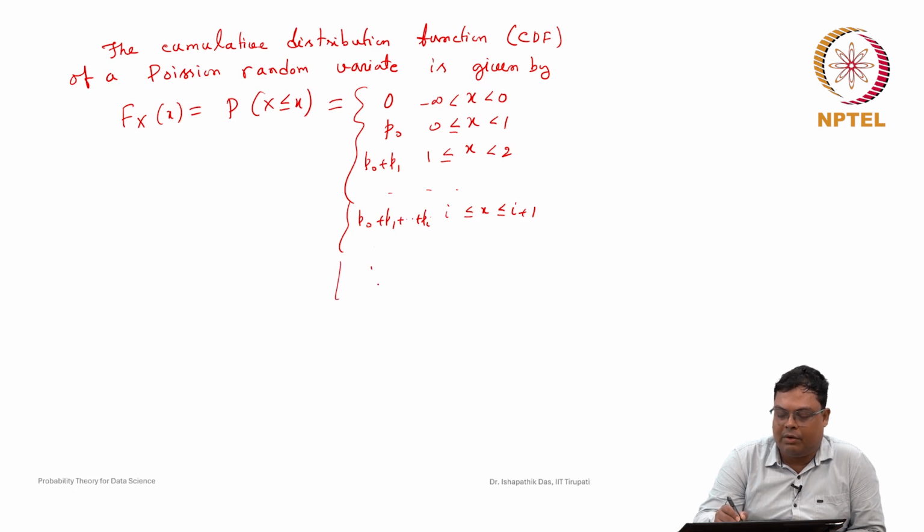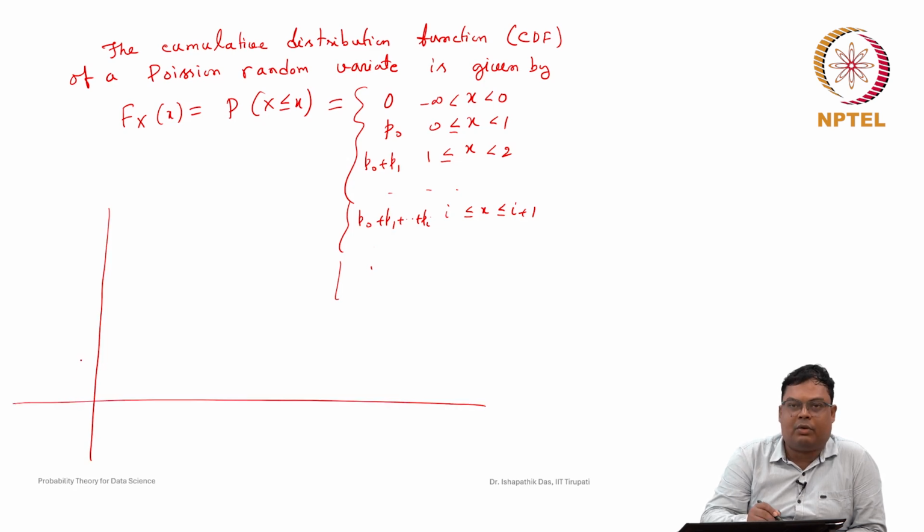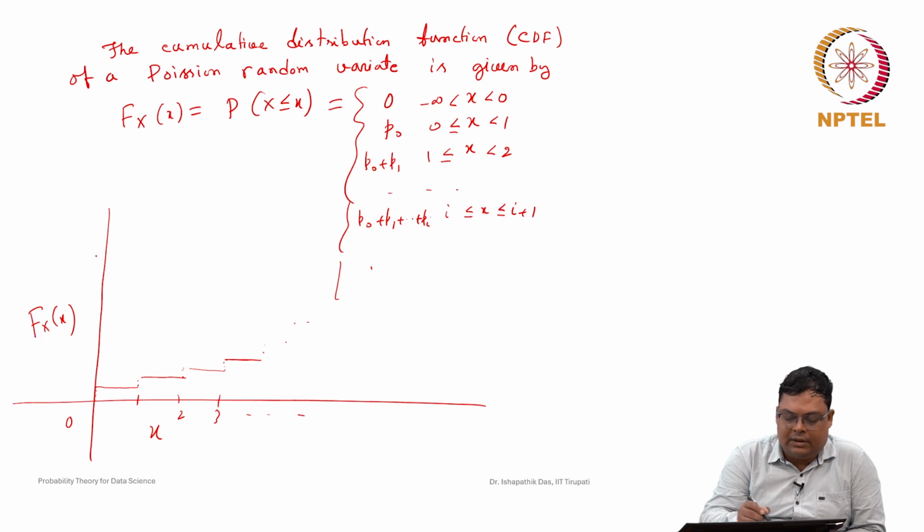It will be converging at infinity, because it has an infinite range. If you try to represent it graphically, this CDF looks like this: this is x, this is 0, 1, 2, 3, like this. This is 0 here, then it will be some value here, then it will continue like this, and suppose this is 1. It will be converging at infinity.